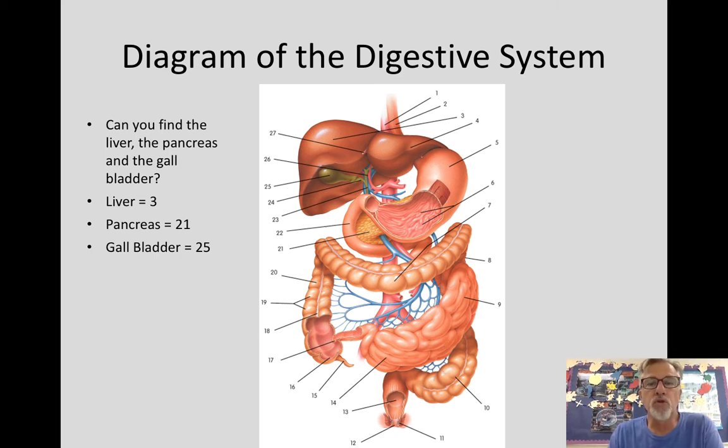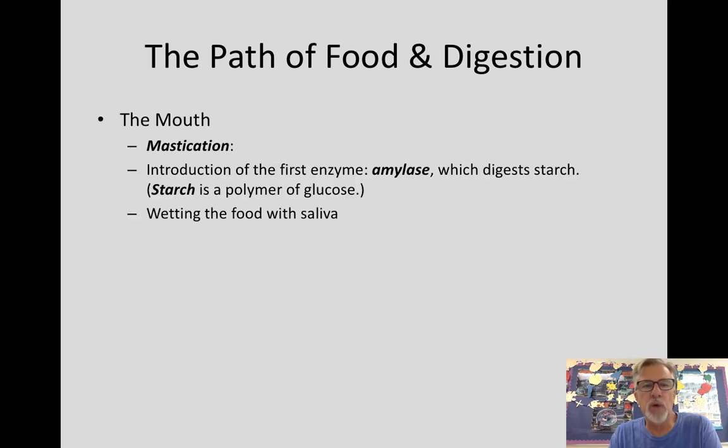At this point, you should be able to recognize in a diagram the liver, the gallbladder, and the pancreas, as well as the esophagus, the stomach, the small intestine, and the large intestine. Let's talk for a second about the path of food and how it gets digested along the way.